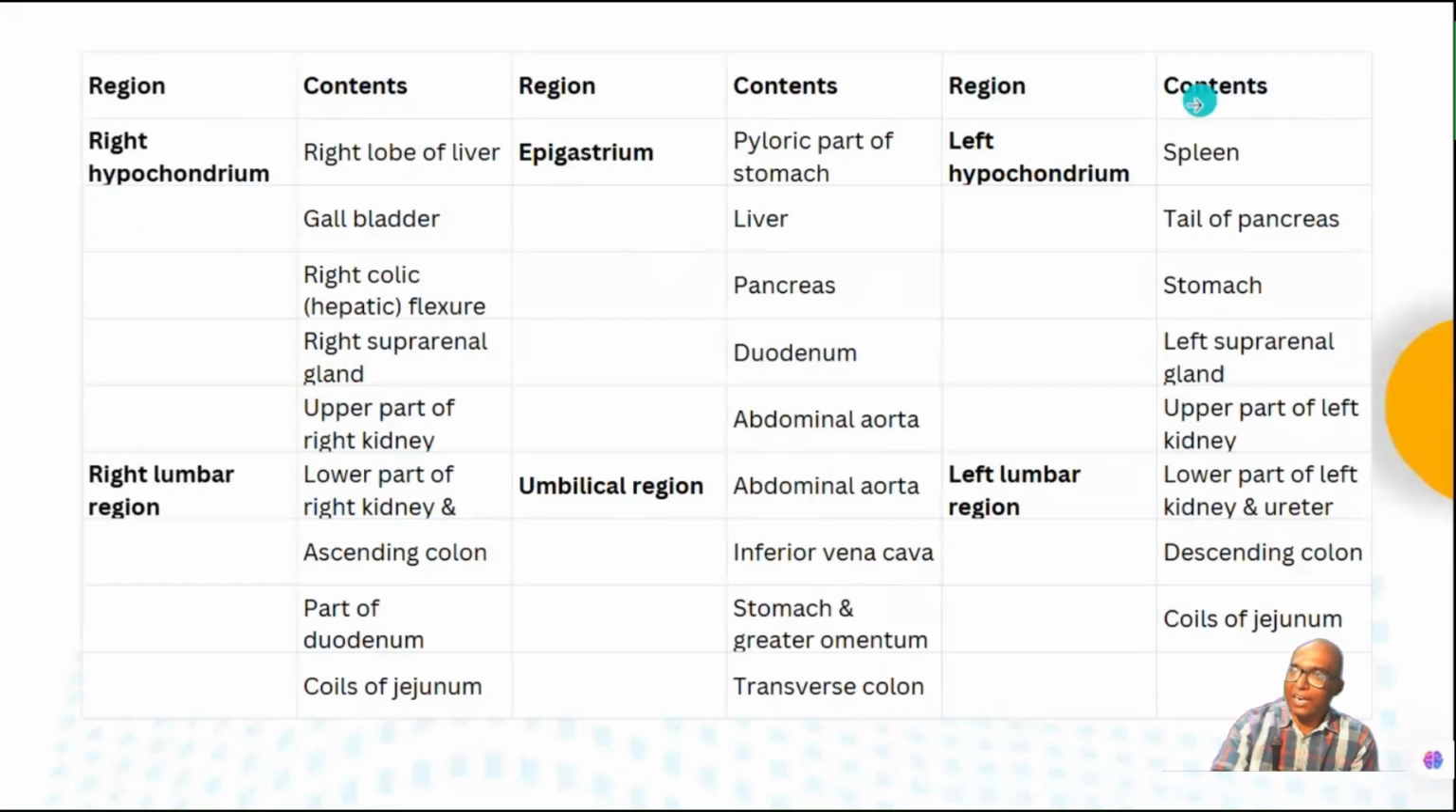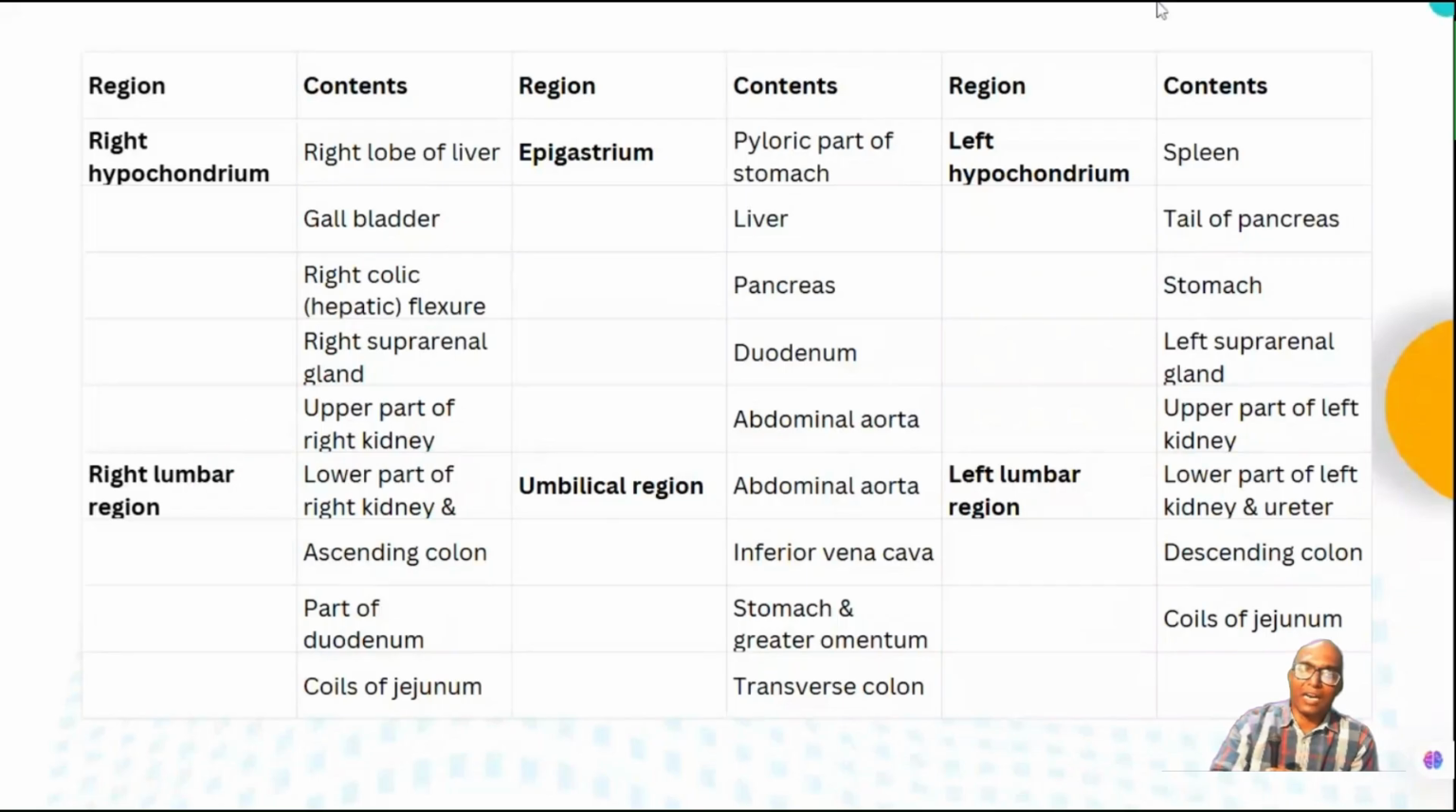Okay, come to the left hypochondrium. We know that there is the spleen, the tail of the pancreas, the stomach, the left suprarenal, and the upper part of the left kidney. Certain organs are very common, and logically we can correlate, but be very precise. Do not get confused with the body of the pancreas, the tail of the pancreas, the neck of the pancreas and all. The middle part, this epigastrium, will be related to the pyloric part of the stomach, liver, pancreas, duodenum, and abdominal part of the aorta.